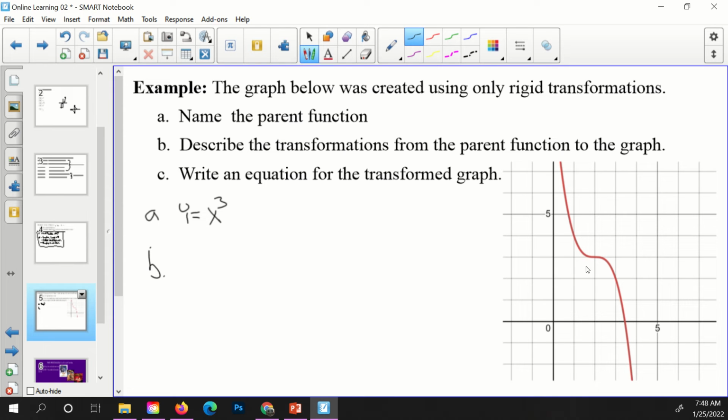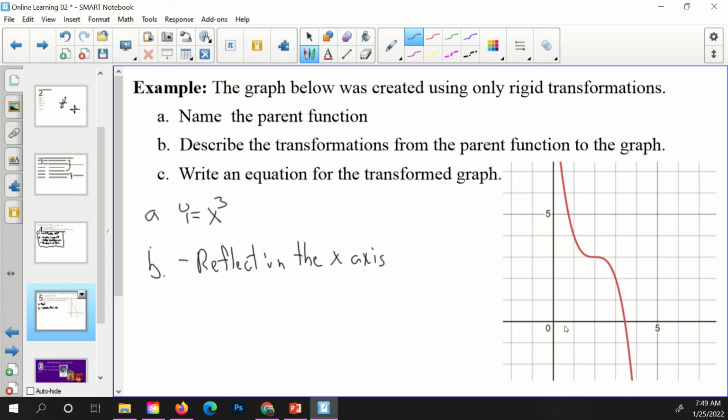So it looks like I have another reflection in the x-axis. Now, something special about the x to the third function is it's symmetric about the origin. So you could also say that it is a reflection in the y-axis, but that's neither here nor there.